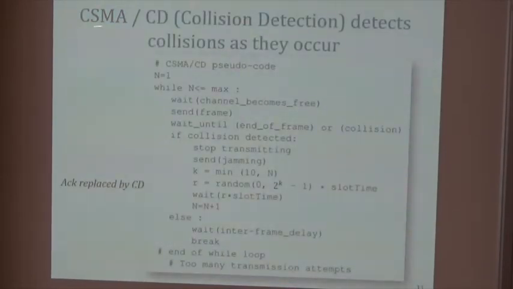Ethernet is based nonetheless on this, which is CSMA, by the assumption that the probability that this occurs is not very large, and with an improvement, which is called collision detection.